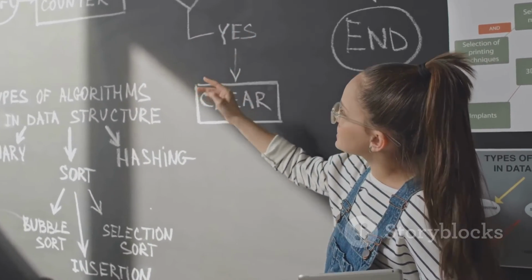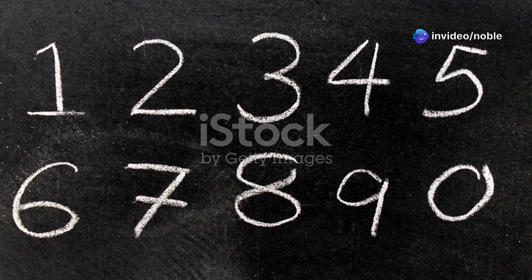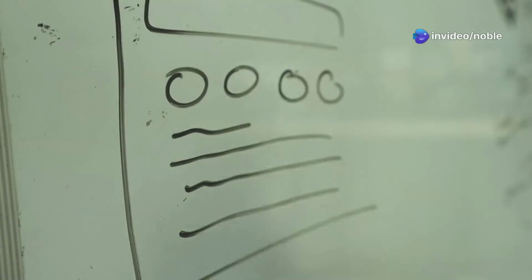Section 4. How linear search works. A step-by-step guide. Let's say you have a list of numbers: 10, 5, 8, 3, 2, 7. You want to find the number 3. Here's how linear search would do it.